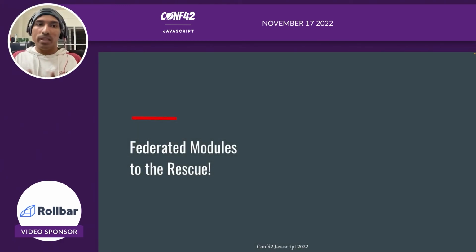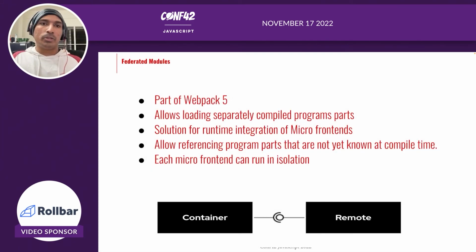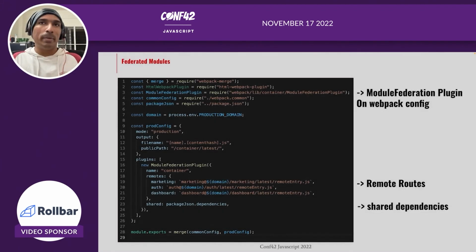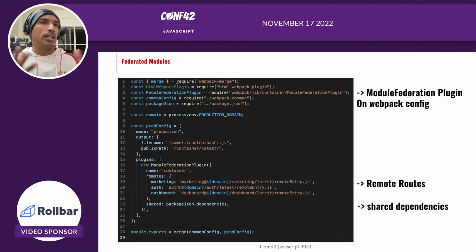To overcome this issue, federated modules came to our rescue. You might have heard about this term, federated modules. This was introduced in Webpack 5. It gave us a solution to share dependencies across the micro-frontends, and it also allowed us to implement runtime integration. Here is how the Webpack configuration looks, implementing the module federation.